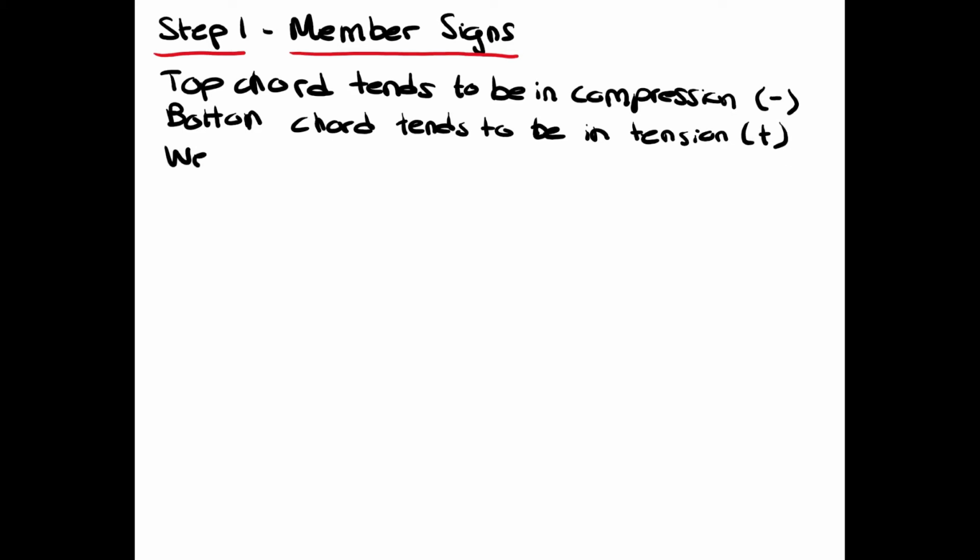And web forces alternate signs, so they alternate from positive to negative signs, or plus or minus signs. And we want to use the diagonal over the support to find the pattern.